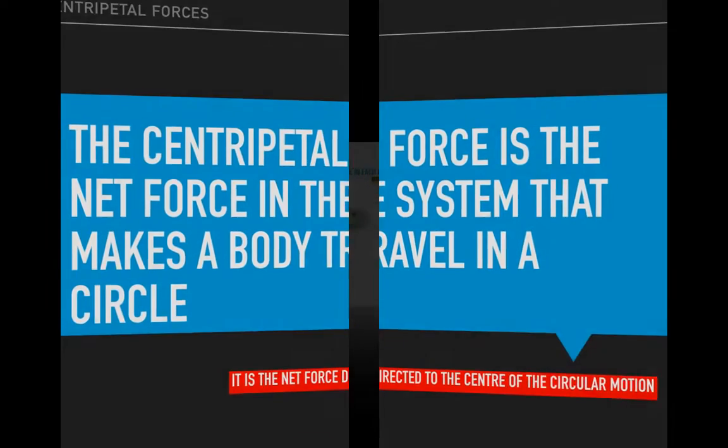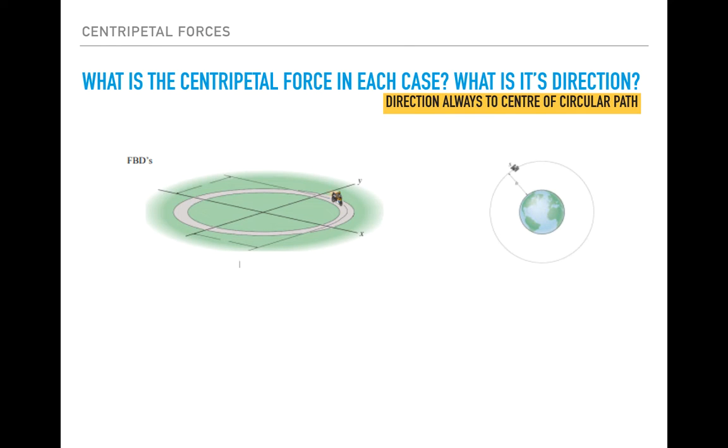Okay, so let's start with 6 scenarios. On the left hand side there, we have a motorbike going around in a circle, and we need to identify what is the force allowing that to go around in a circle. Now the force will be directed towards the center of the circle, and in this particular instance it'll be the friction between the tires and the ground.